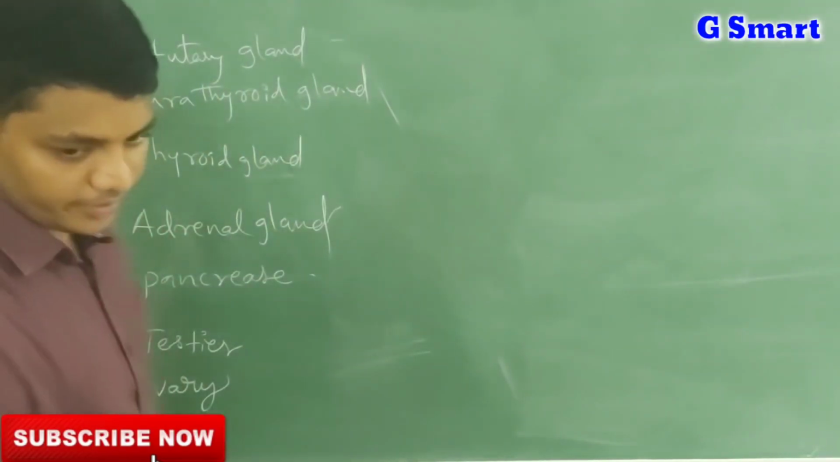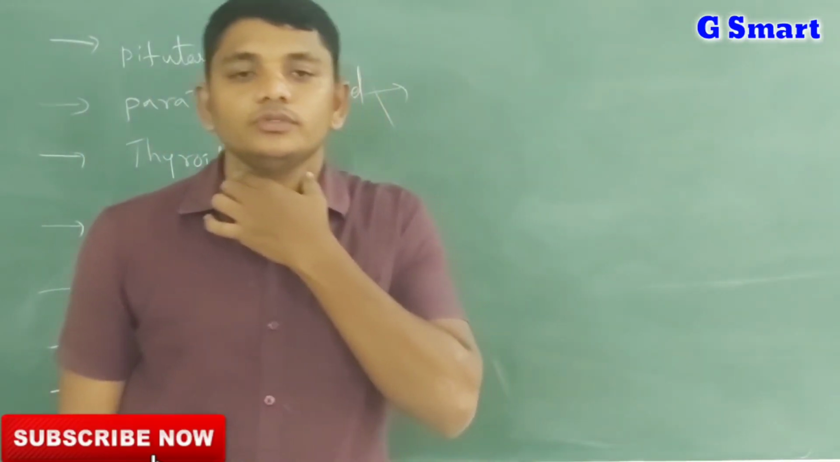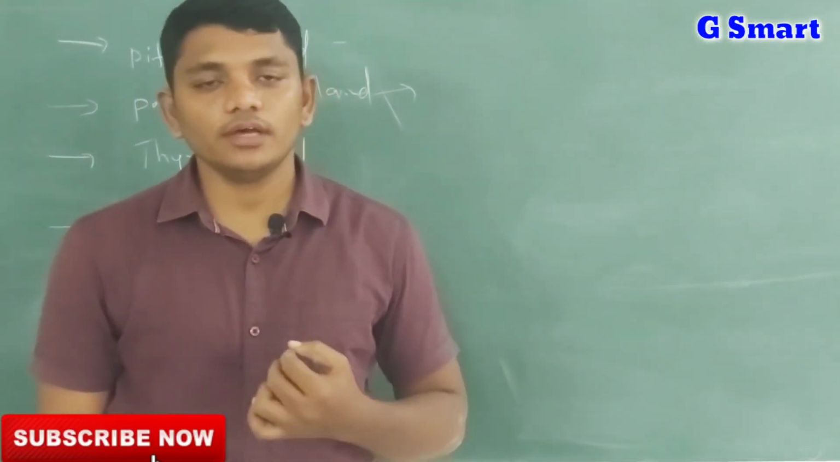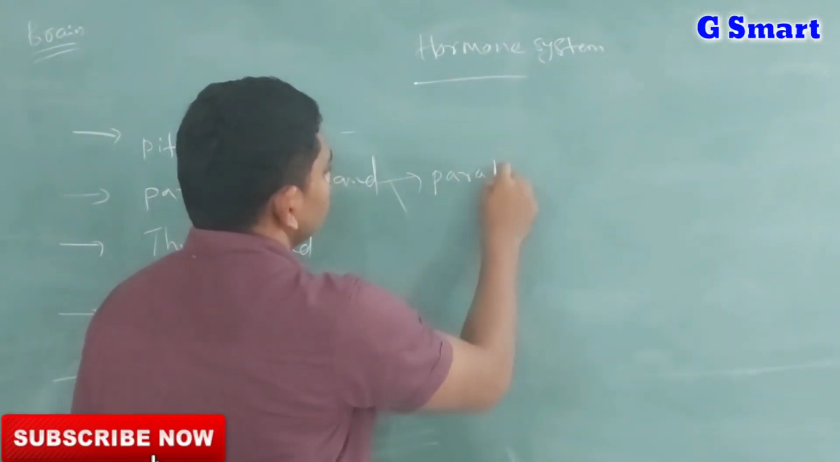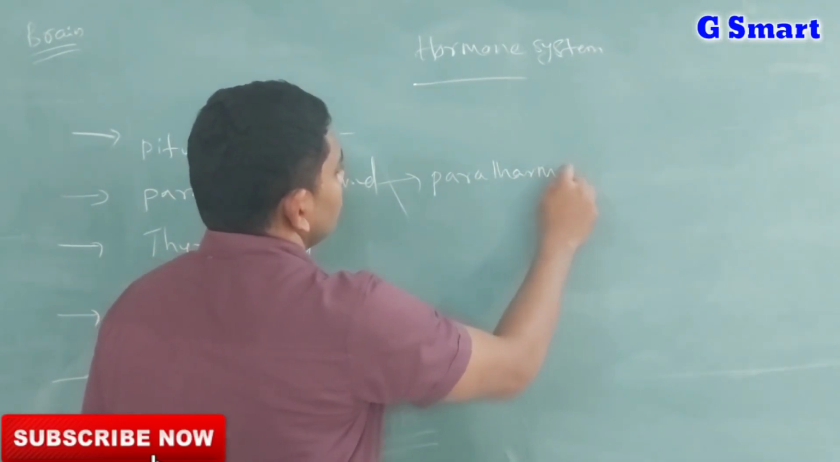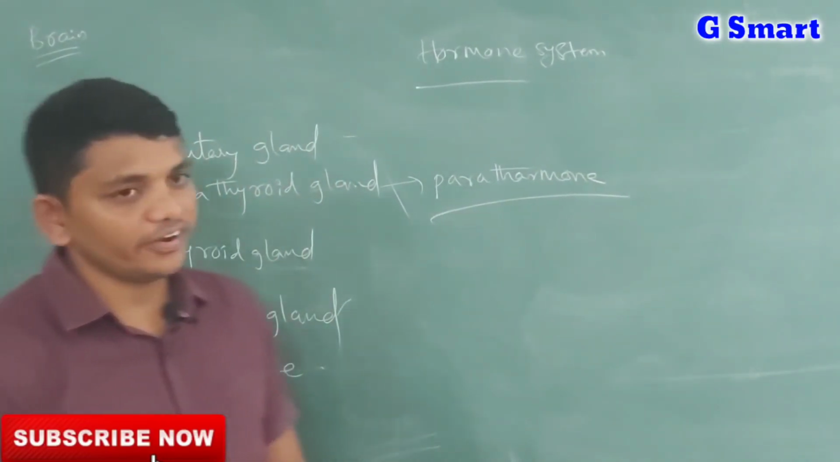Let us discuss the parathyroid gland. The parathyroid gland is located in our neck. It releases parathormone, a hormone released by the parathyroid gland.